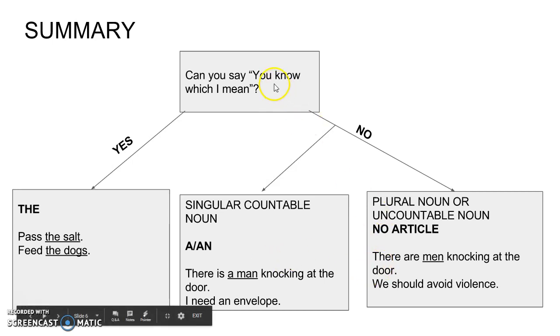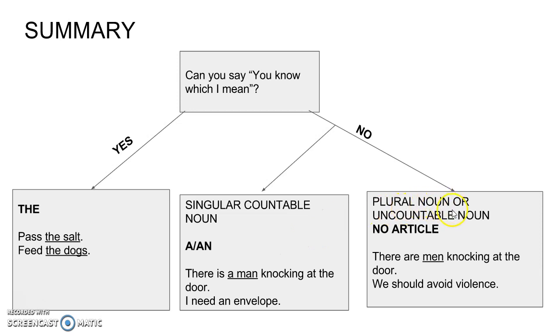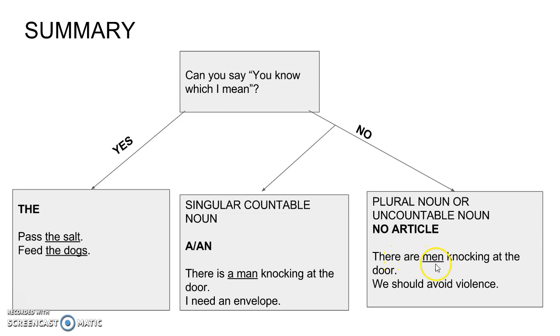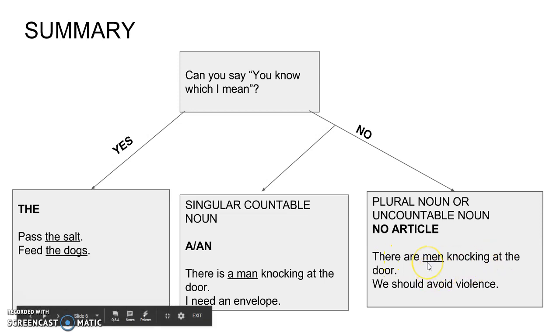If it does not pass the "you know which one I mean" test, and it's a plural noun, not a singular noun, then we will put no article. Observe, here there is a man knocking at the door. However, if there's more than 1 man, there are men knocking at the door. We have no article when it becomes plural.